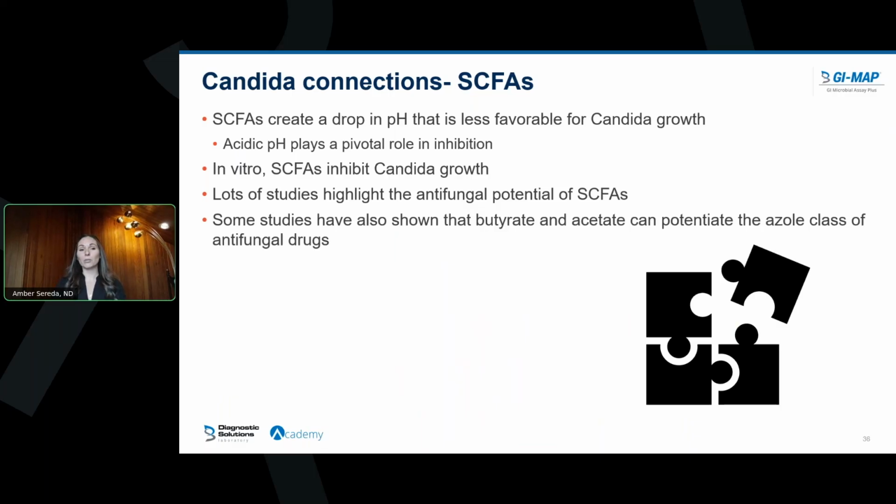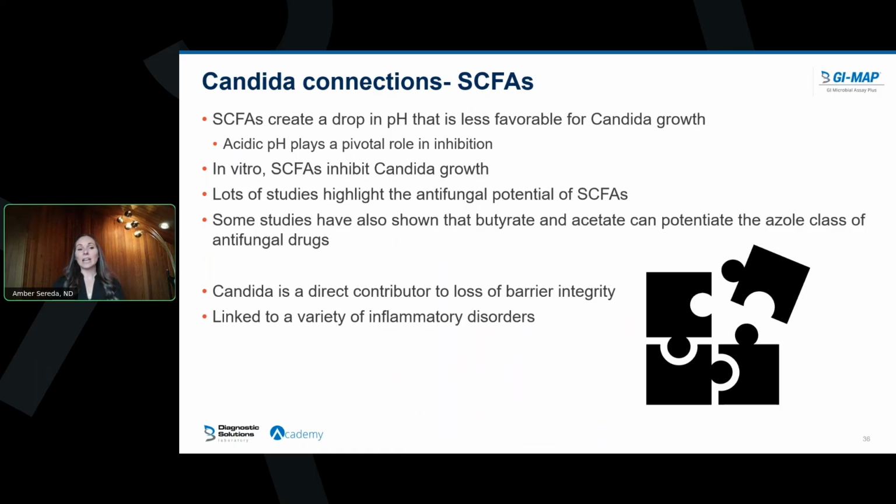There are some studies that I thought were really interesting that have shown that good levels of butyrate and acetate can actually potentiate or help if we're using the azole class of antifungal drugs to treat candida. And just in general, candida is a direct contributor to loss of barrier integrity. So here we have candida impacting the barrier and uric acid impacting the barrier. And candida is linked to a variety of inflammatory disorders.